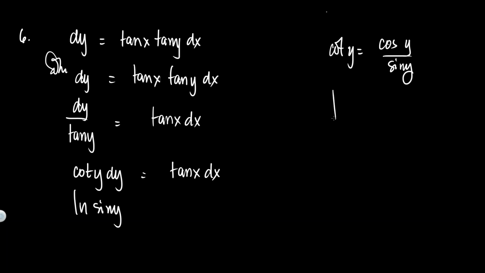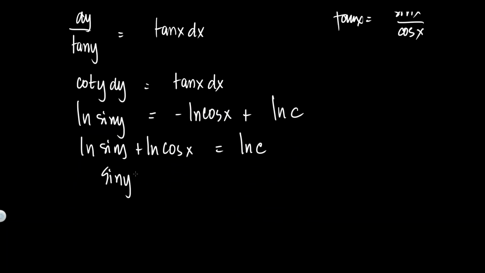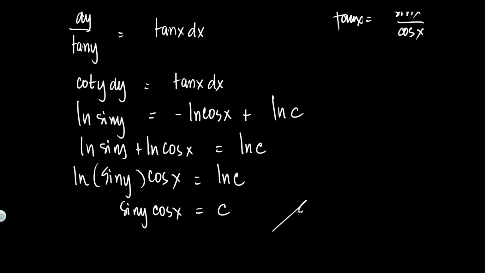Okay? Next is yung tangent naman, tangent x is sin x over cosine x. Kung gagamitin natin din yung ln, that will be dapat negative, no? So, may minus. So, equal to minus ln of cosine x plus c. O, since may ln lahat sila, ln c na lang ilagay natin. Okay? So, transpose natin yung negative ln cosine x sa kabilang side. So, we have ln sin y plus ln cosine x equals ln c. So, we have ln of sin y times cosine x equals ln c. Or sin y cosine x equals c. So, this is the answer.